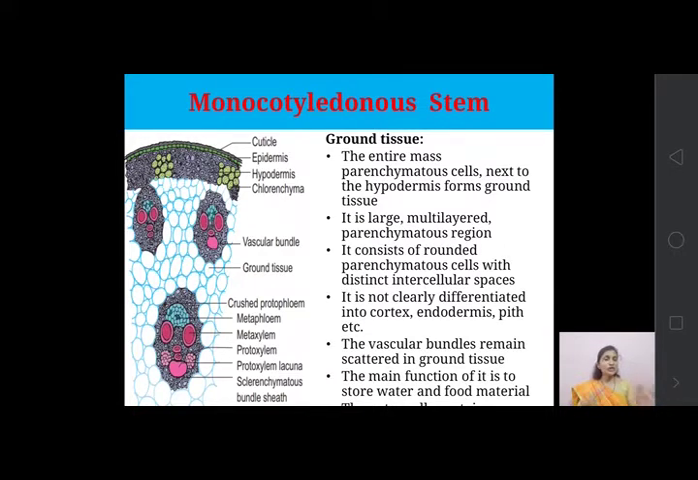Okay, so this is the difference between the monocotyledonous stem and the dicotyledonous stem. These vascular bundles, whatever their number, are present freely, or remain scattered in the ground tissue. They can be present anywhere, so there is no specific location, but you can see in the figure that some of the vascular bundles are present at the peripheral side, and some are present towards the center region.